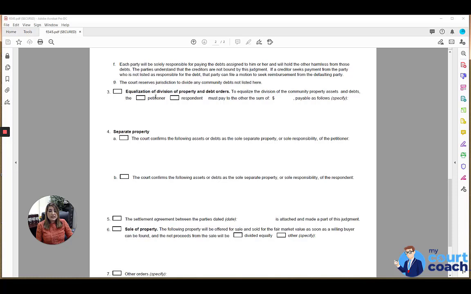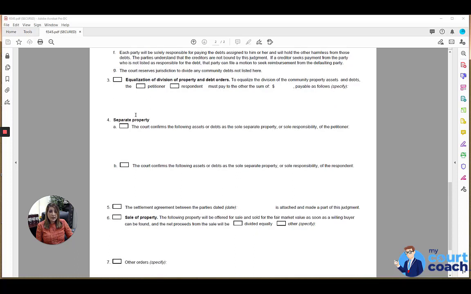So if one party gets more value than the other, then the court will likely order what's called an equalization payment, and that just means that one of the parties has to pay certain monies to the other party to ensure that both parties walk away with equal value. So again, if an equalization payment is ordered, mark box 3, mark the box that correctly identifies the party who owes the equalization payment, the amount of the equalization payment, and if the court sets a payment schedule, then you would list below how that's to be paid.